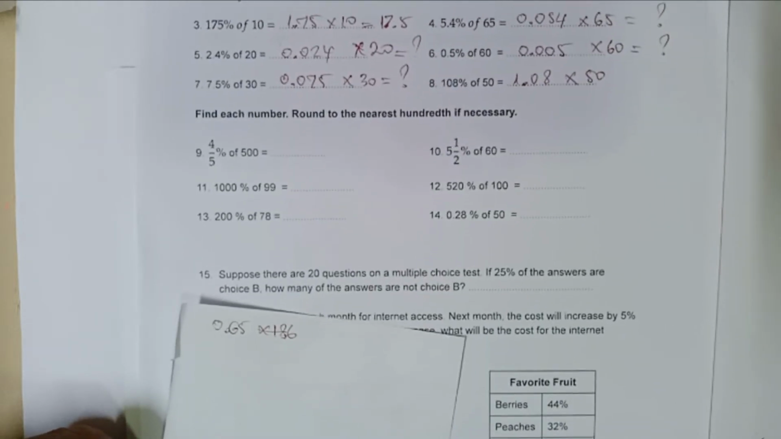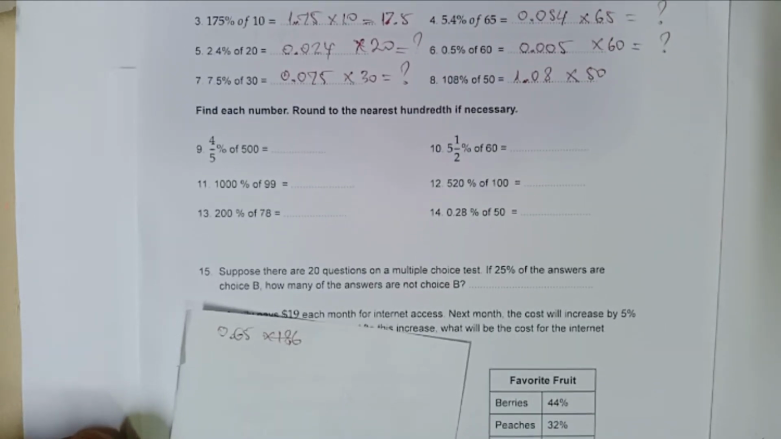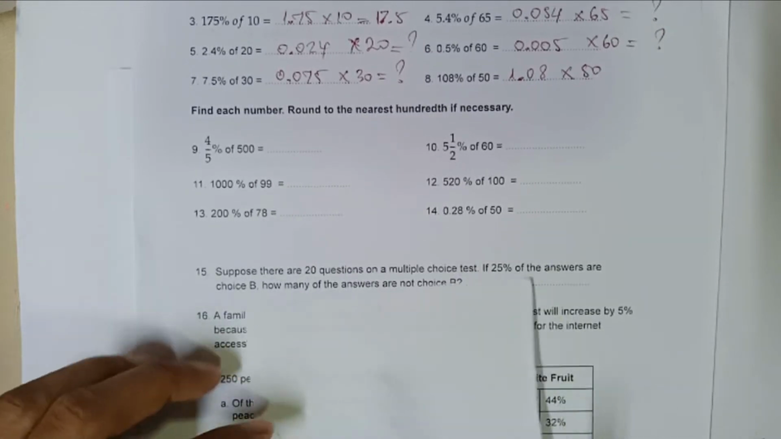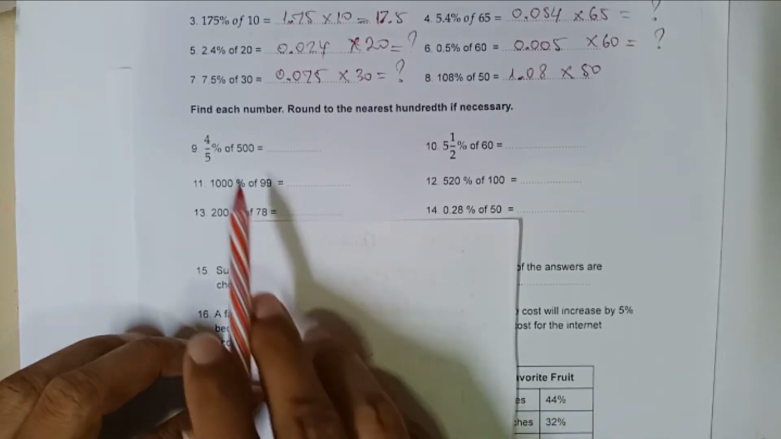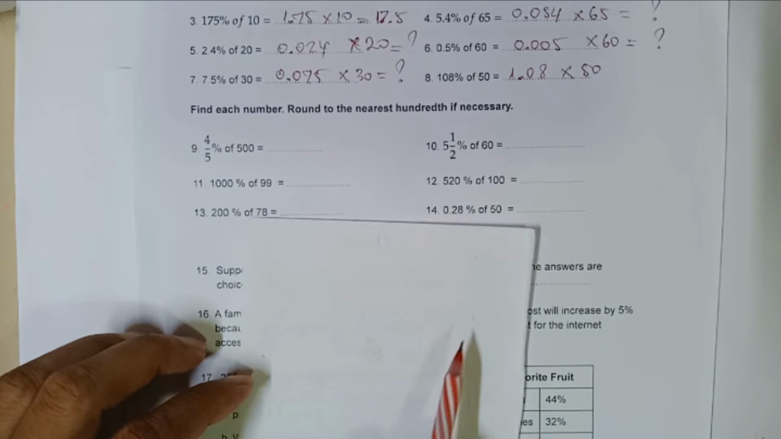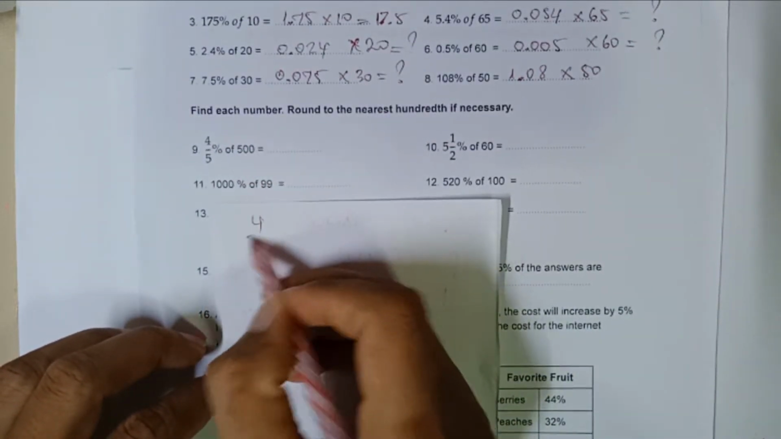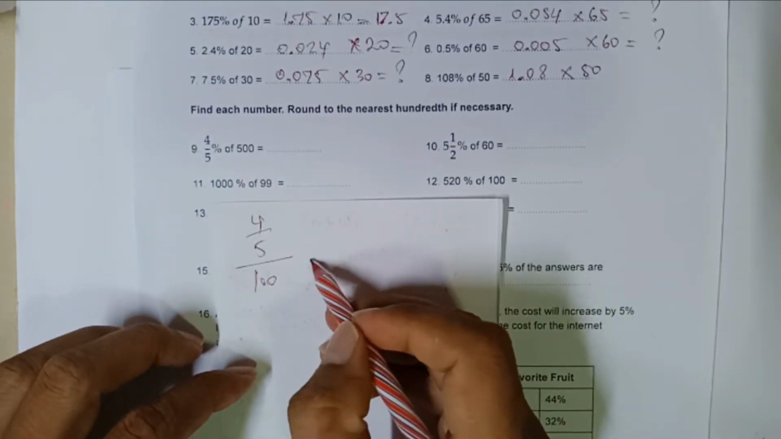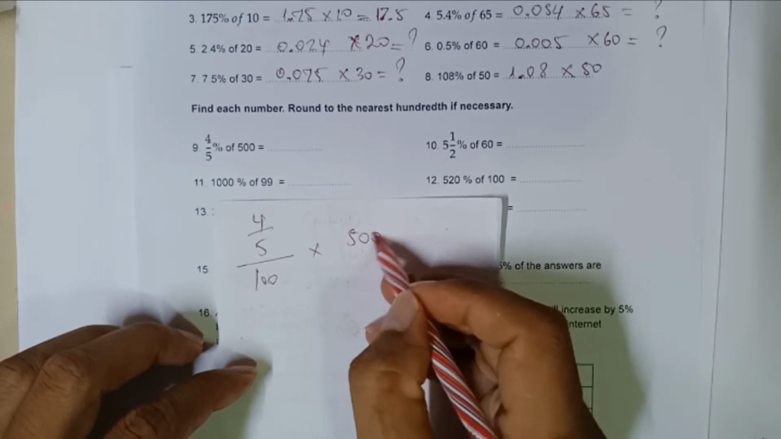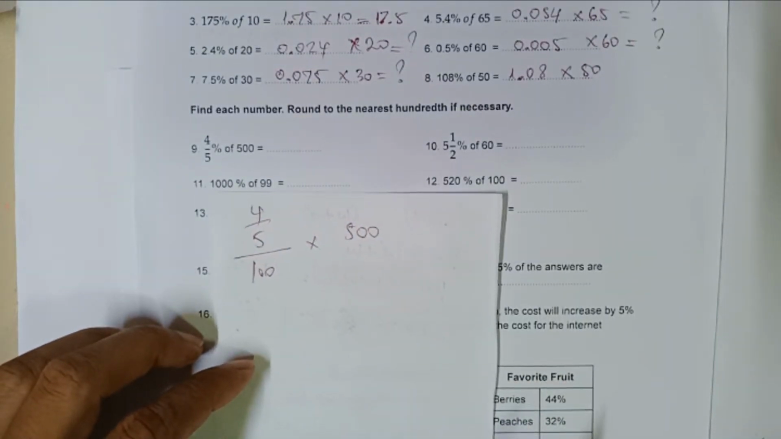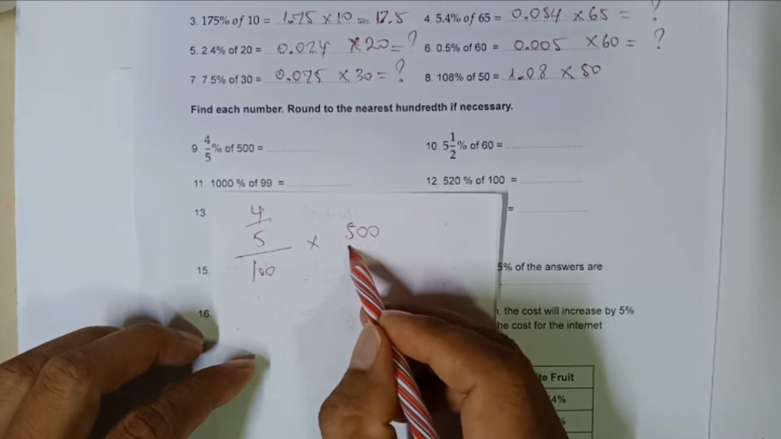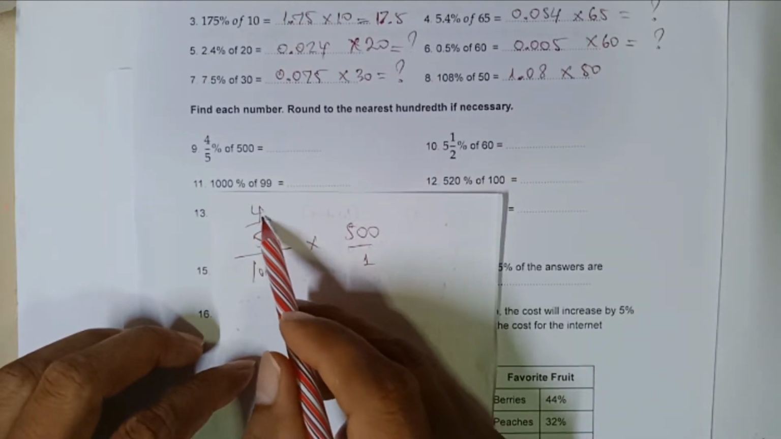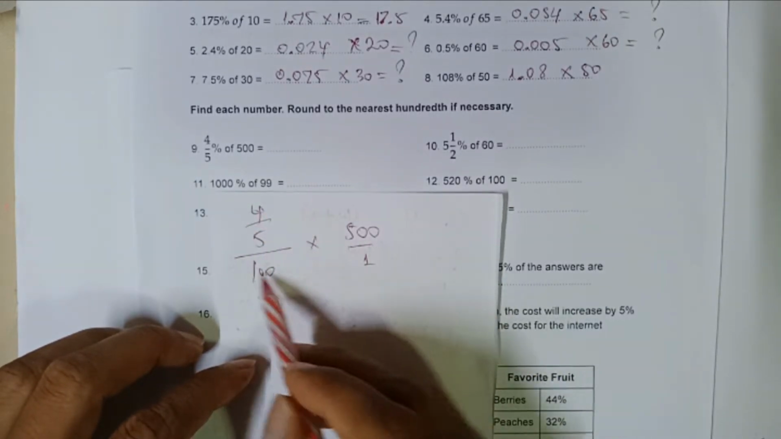Now for the other problems, you do the same, by the way. Let me just show you one of the numbers so that you can spend your time to solve the other problems. For number 9, you have 4 over 5, this will be over 100 because it's percent, and you multiply by 500. So you can do it this way. You can work on this one first if you want to, or you can just multiply right away.